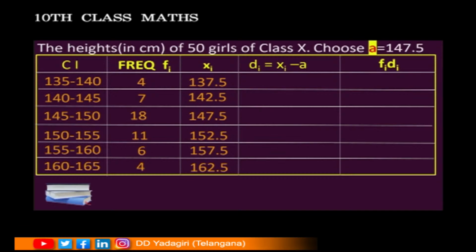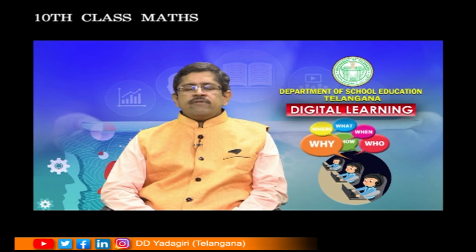So let us calculate the deviation values. 147.5 minus 147.5 is going to be 0. 142.5 minus 147.5 is minus 5. 137.5 minus 147.5 is minus 10. 152.5 minus 147.5 is 5. 157.5 minus 147.5 is 10, and 162.5 minus 147.5 is 15. So you are finding the deviation of all the values.